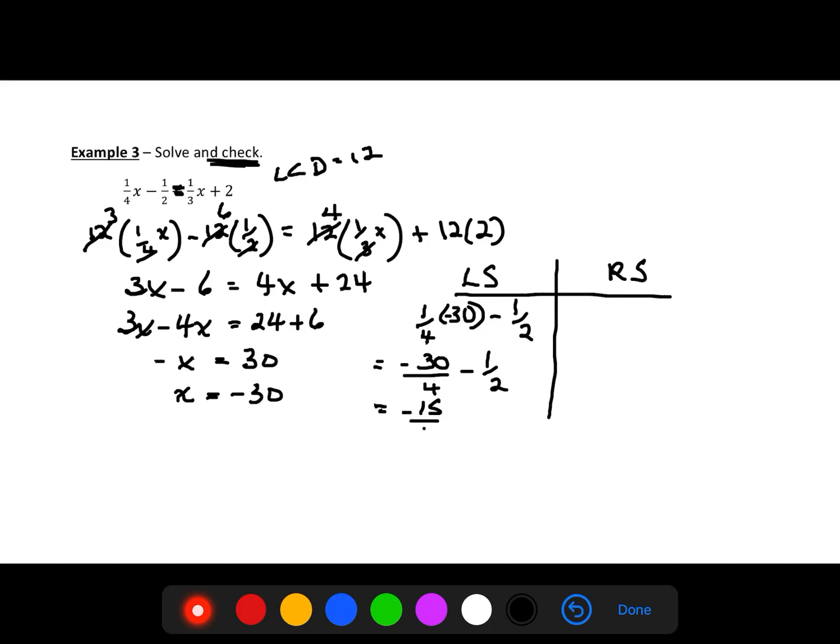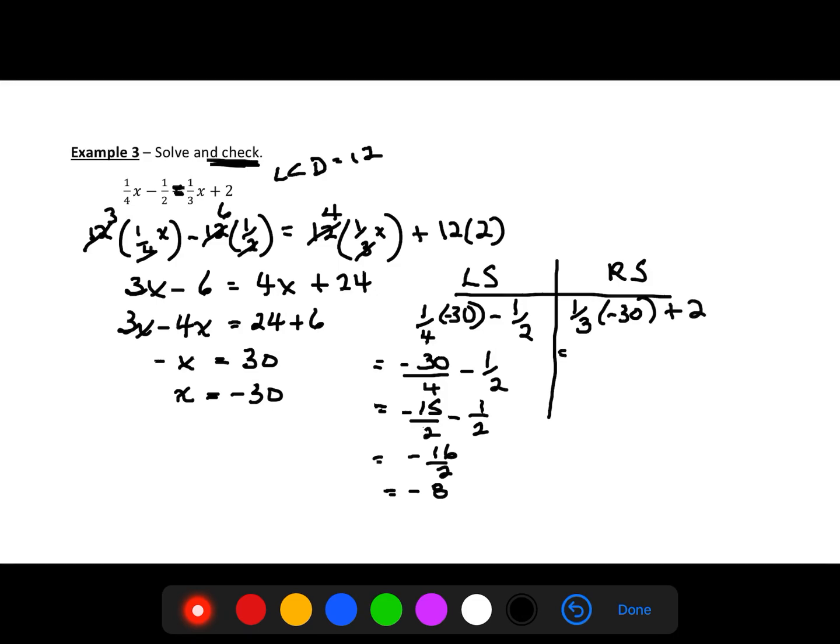And we notice that we can get a common denominator, or we can simplify our first fraction. So we get -15 over 2. We're reducing our fraction here. Both top and bottom can be divided by 2. So -15 minus 1 means -16 over 2, which gives us -8.